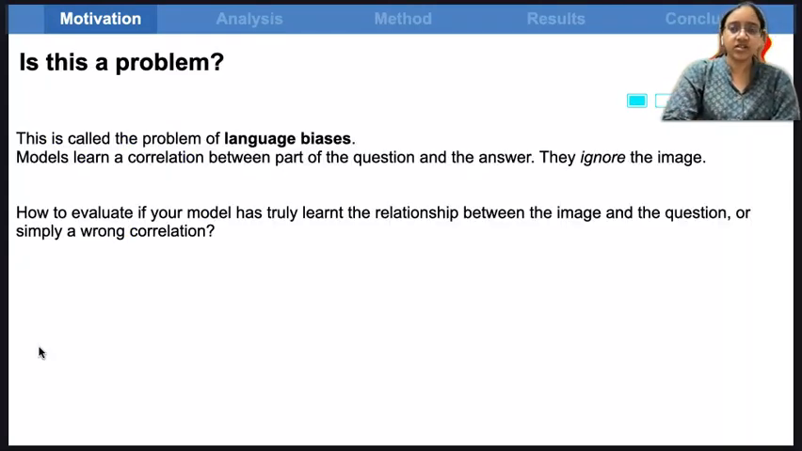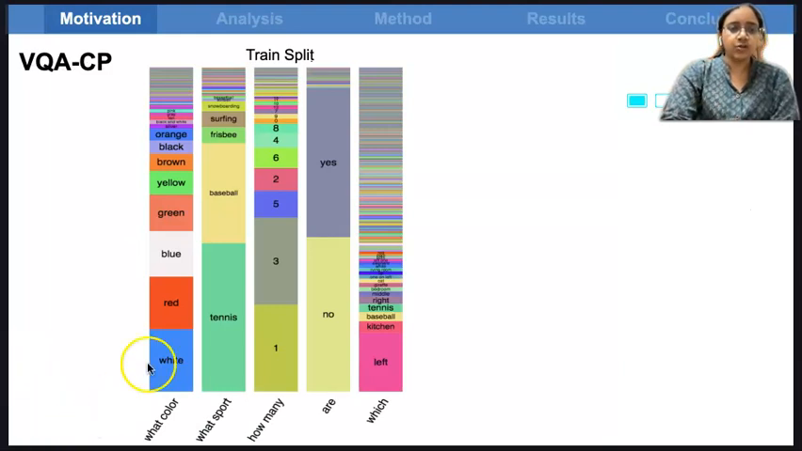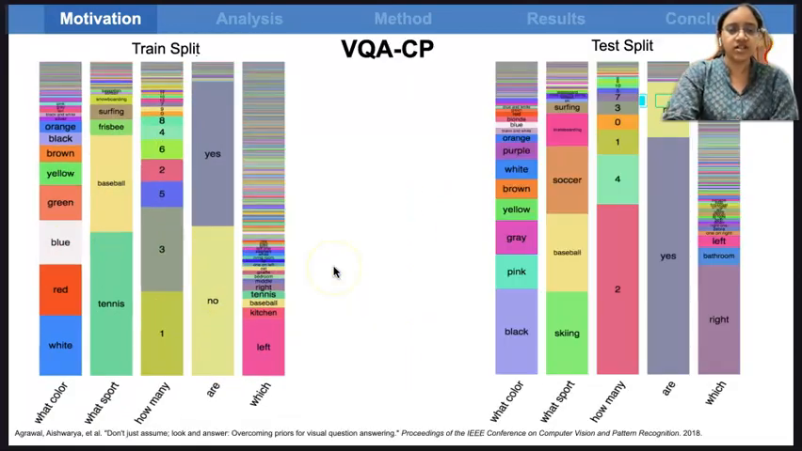Now ignoring the image in this way is not desirable, right? But how do we even evaluate what our model is exactly learning? To do that, people came up with this dataset called VQA-CP. You can see that its train split has a lot of imbalance in each question type. So now for the test split, for the same question type, we let the imbalance stay, just that we change the frequencies of each answer.